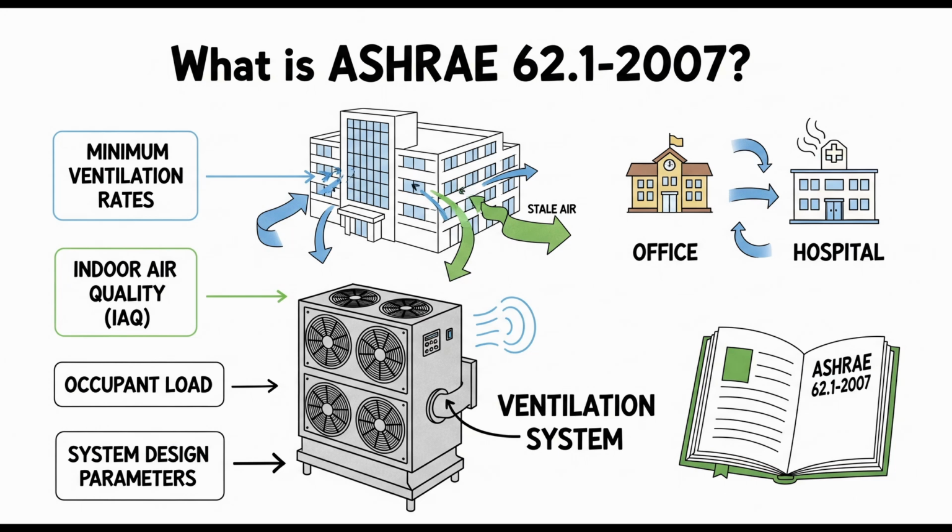Got it. So what's the core mission here? What's this document trying to solve? The main purpose is to spell out minimum ventilation rates and other steps needed for what they call acceptable indoor air quality. Acceptable. Okay, what does that mean in their terms? Well, it's got a specific definition right in Section 3. It means air where there are no known contaminants at harmful concentrations, and where a substantial majority, 80% or more, of the people exposed do not express dissatisfaction.